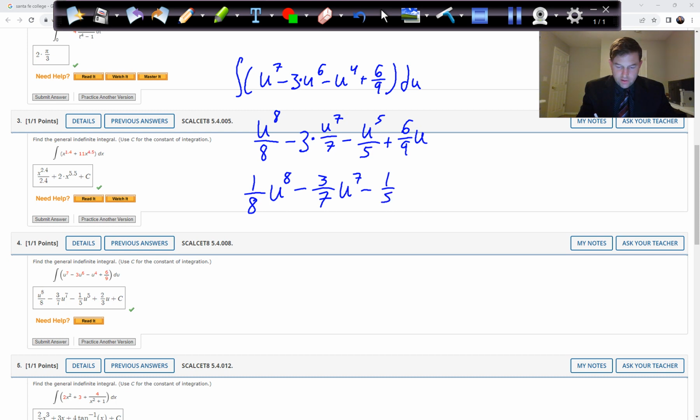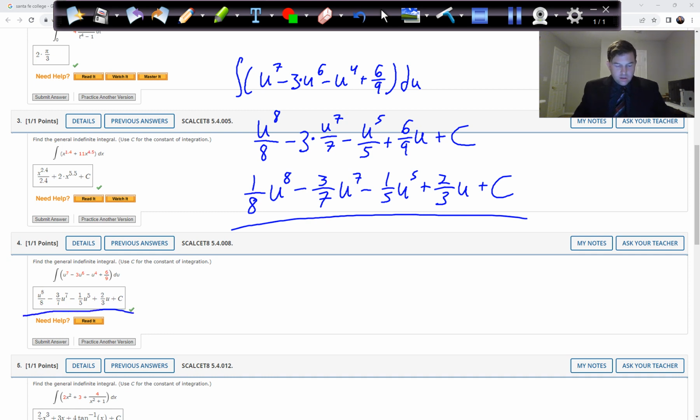This is really 1/5 u to the 5th. And then 6 over 9 can reduce to 2 over 3 u. Oh, I forgot this constant, plus c. So that should be the antiderivative of that one. Just writing those fractions out there and then simplifying any fractions that we can simplify. Okay, that'd be problem 4.